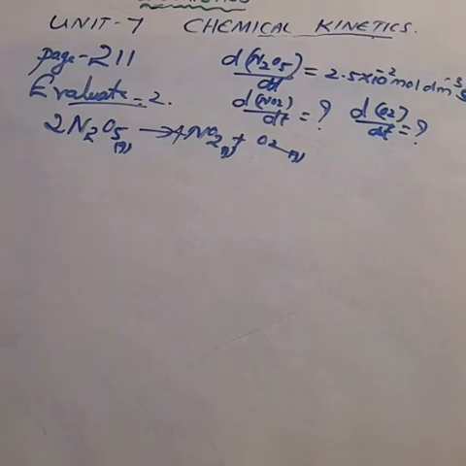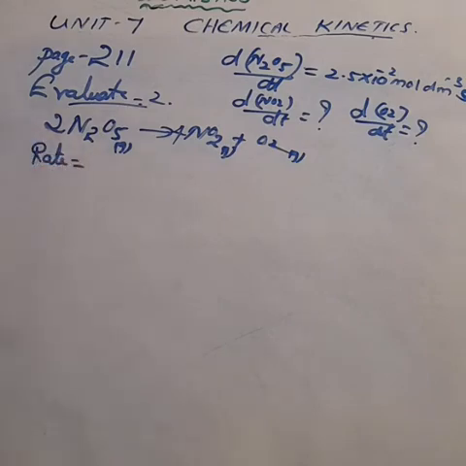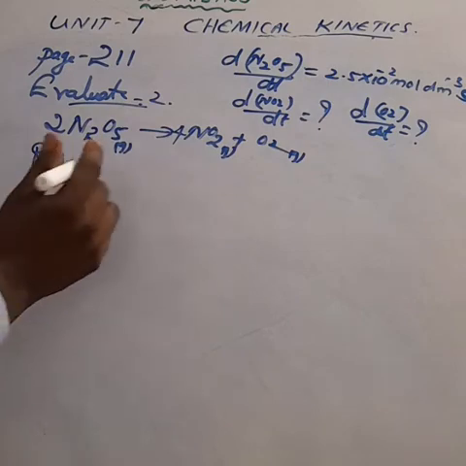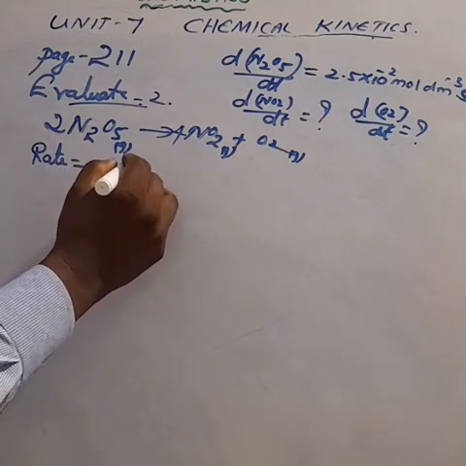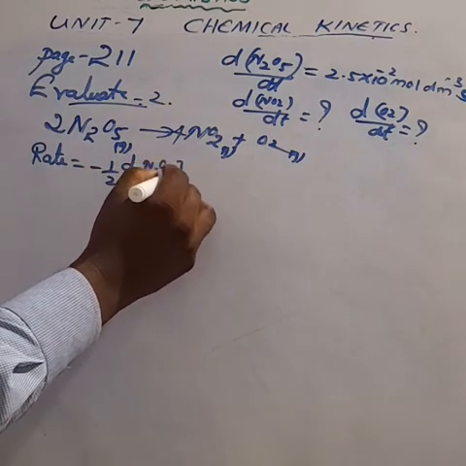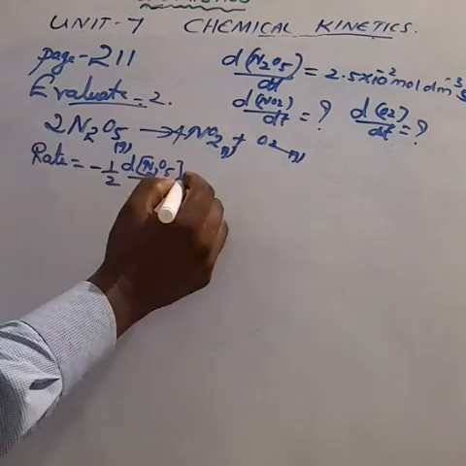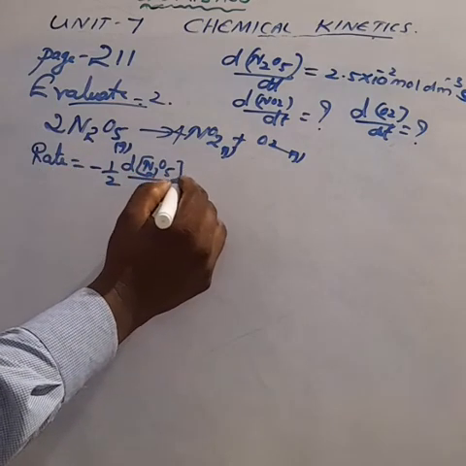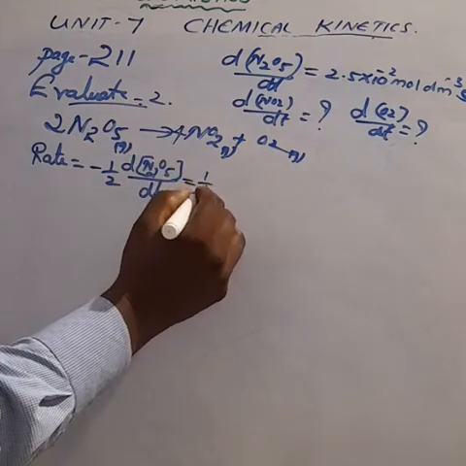If you have written the equation, next you have to write the rate of the above reaction. Rate is equal to, for the 2 moles, you have to write 1 by 2. That is minus of 1 by 2 for the reactant, d concentration of N2O5 by dt, that is equal to, then you have to come to the product side.